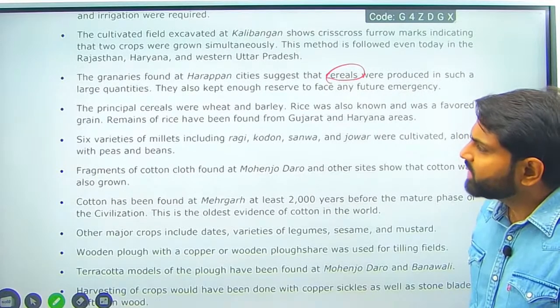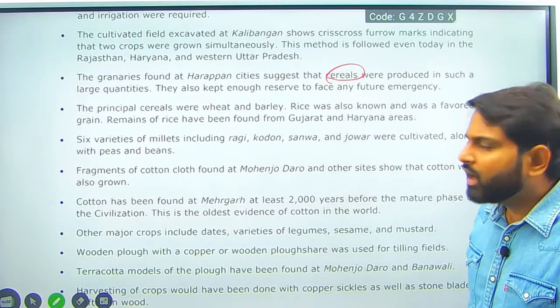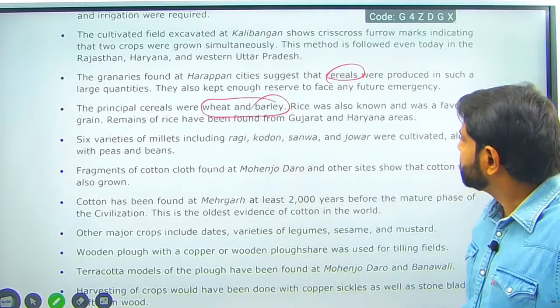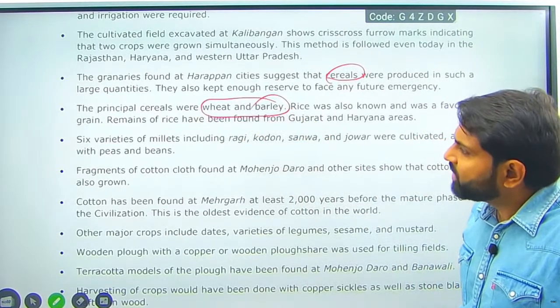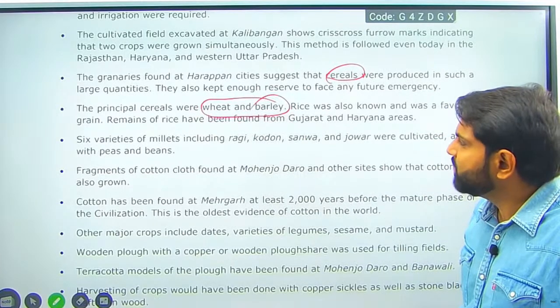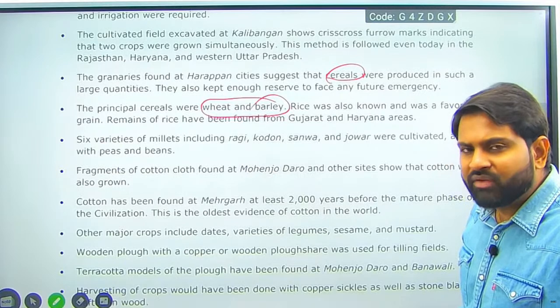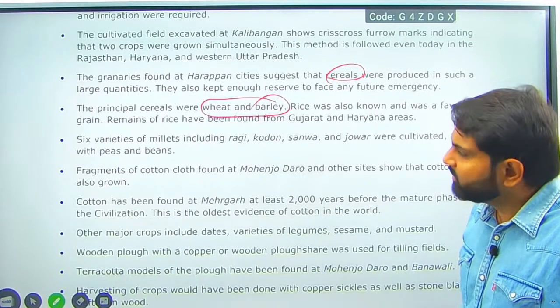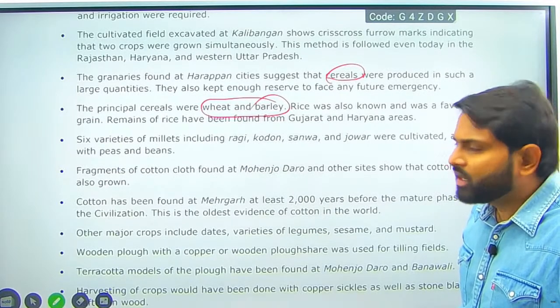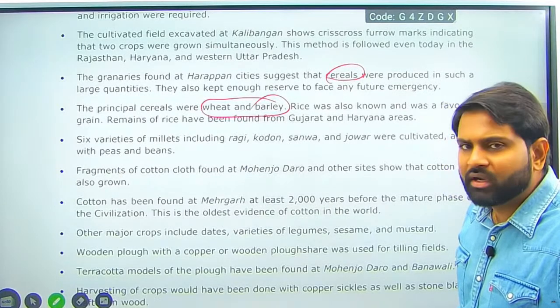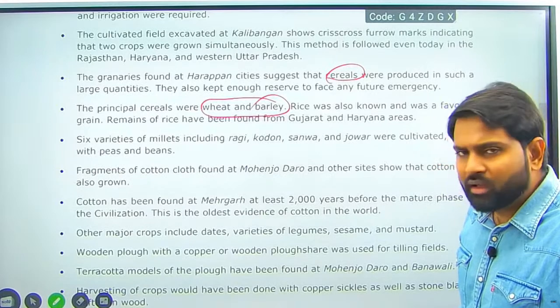The principal cereals were wheat and barley. Wheat and barley are the principal cereals. Rice was also known and was a favored grain. Remains of rice have been found in Gujarat and Haryana areas. So the same diversity available even now. Six varieties of millets, ragi, kodon, sanwa, jowar are also cultivated along with peas and beans, other pulses.